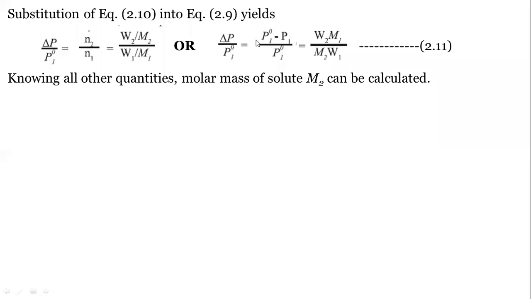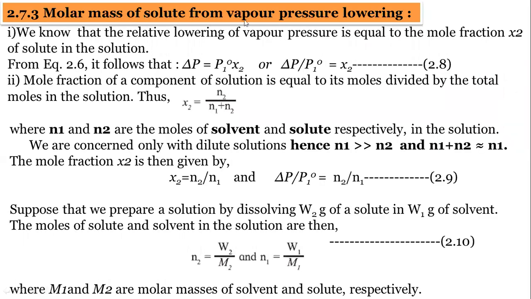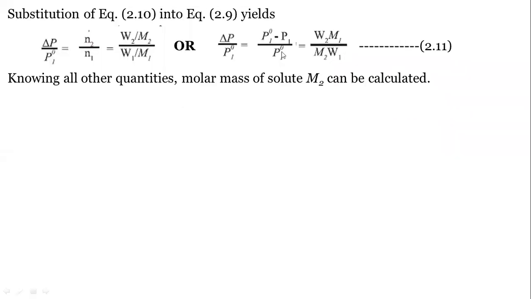So we have derived the relation between the molar mass of a solute and vapor pressure lowering. Here, delta P upon P01 is the relative lowering of vapor pressure. By knowing the values of W2, M1 and W1, we can calculate the molar mass of the solute, M2. This expression is many times asked in the board exam for 2 marks.